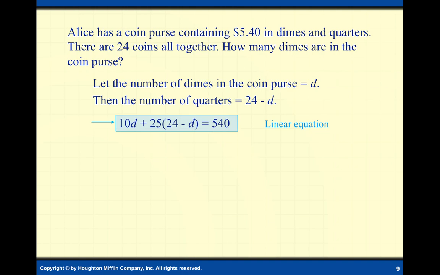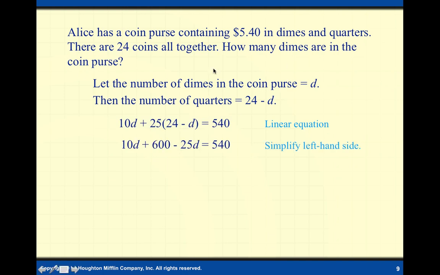Then, meron tayong equation ngayon na 10D plus 25 times 24 minus D is equal to 540. Okay? So, paano siya naging 540? So, let's see. Dito yung 24 minus D, the number of quarters. And then, the dime is D.